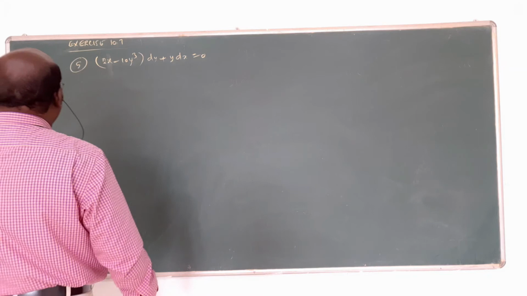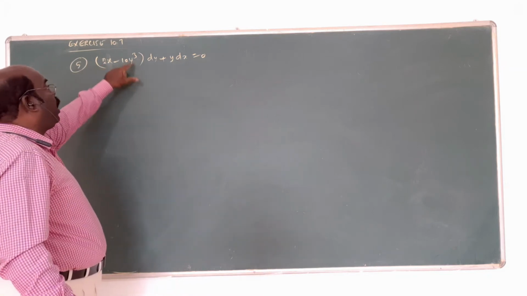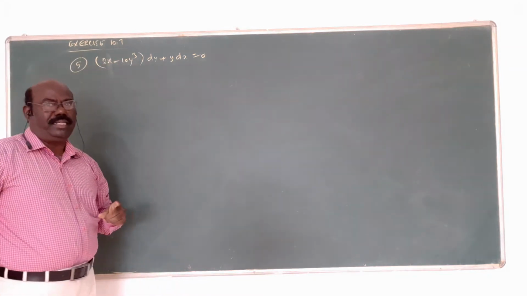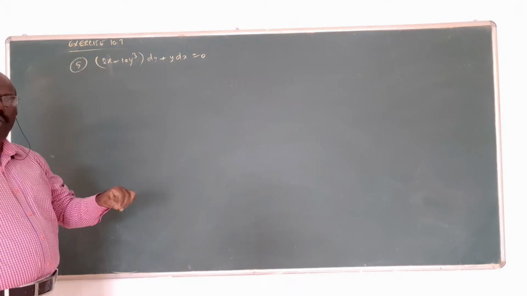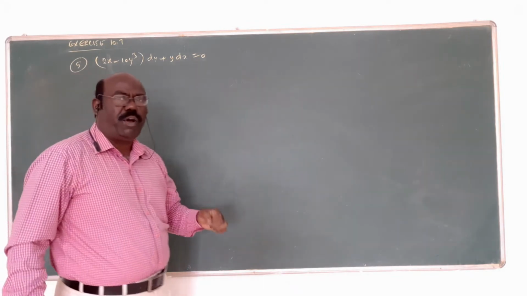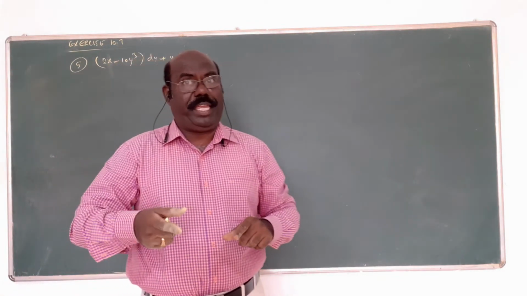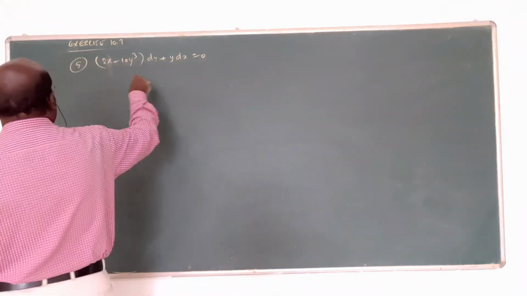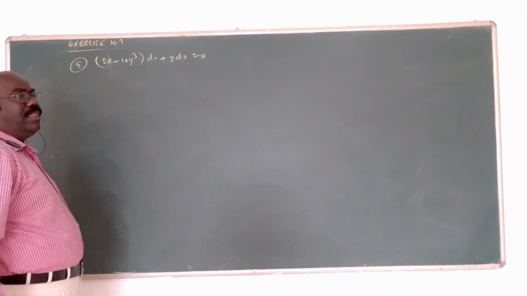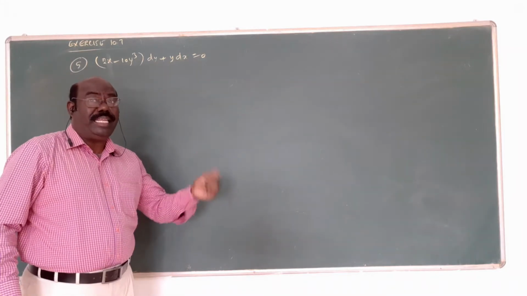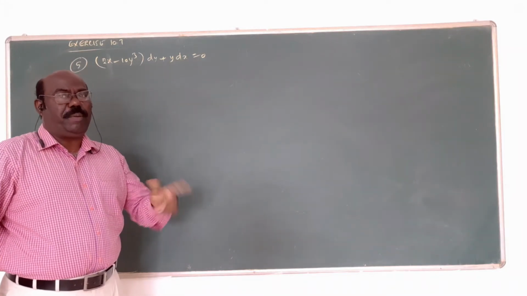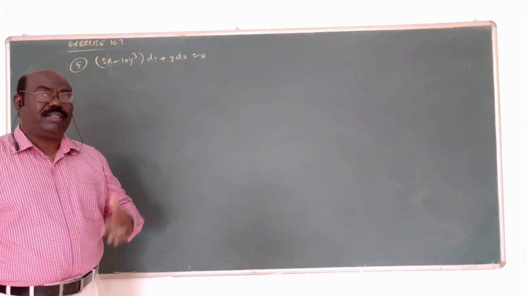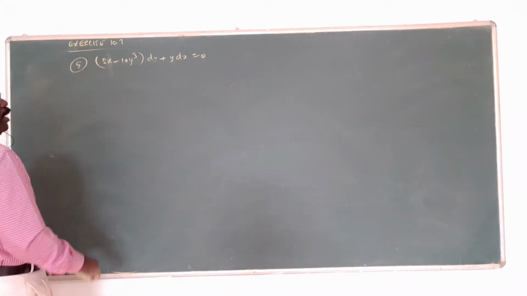Now the fifth question: 2x by the 10 by 2. Again I told you, only y means the linear equations of the form dy by dx plus Py equal to Q. But here y cube is there, and x is there. That's why the next model, the linear equations of the form dx by dy plus Px equal to Q, the second model. That's why you will find dx by dy.